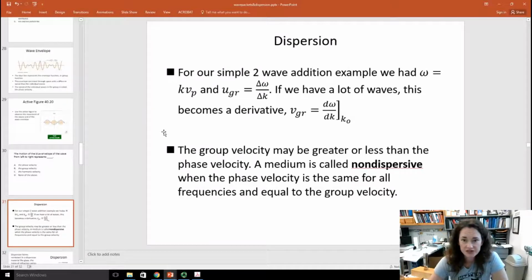And so your group velocity would be d omega dk, where you're taking the derivative with respect to k of your angular frequency. Now remember, the group velocity can be greater or less than the phase velocity. But if you have what's called a non-dispersive medium, then the phase velocity is the same for all frequencies, and it's also going to be equal to the group velocity.